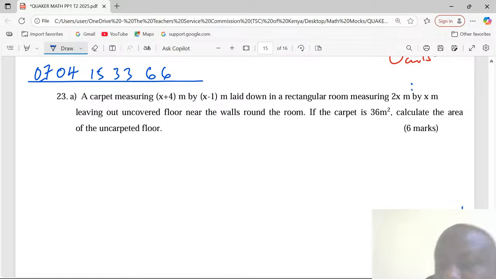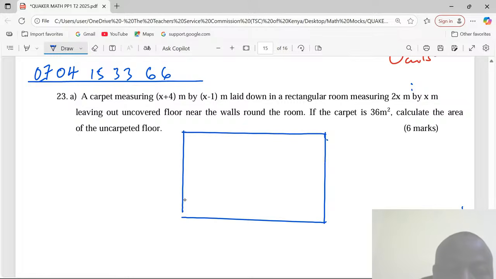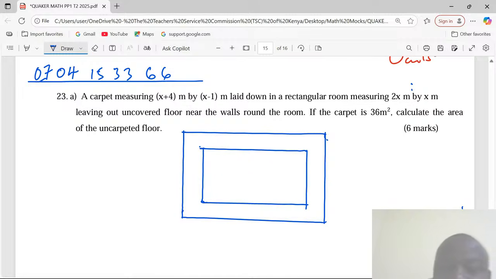Area of the uncarpeted floor. So this is how the thing is. We are supposed to interpret very well that there is a room here, rectangular, of course. A rectangular room is here. Now, this room has some dimensions. Then there is a carpet which is going to lie here and leave some uniform path uncovered. This is the carpet.